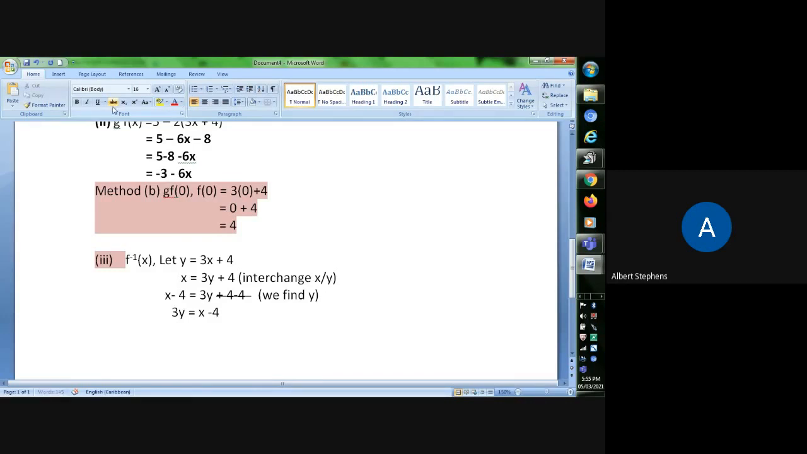So we're almost there, you know. It's when you find y. When we find y, that's the answer, or that's the inverse, so to speak. So when we find the y, that's the inverse.